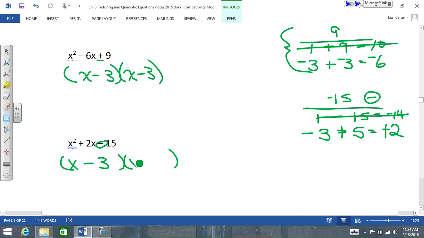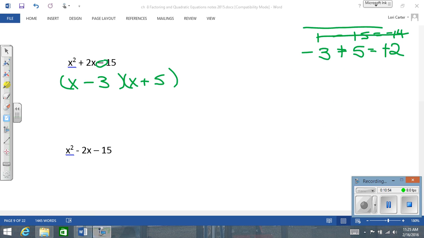Okay, now you see how you both did that differently? Does it matter? No. Why not? What law tells me I can do that? Distributive property? Associative property? The commutative property. Yes, I can do that.